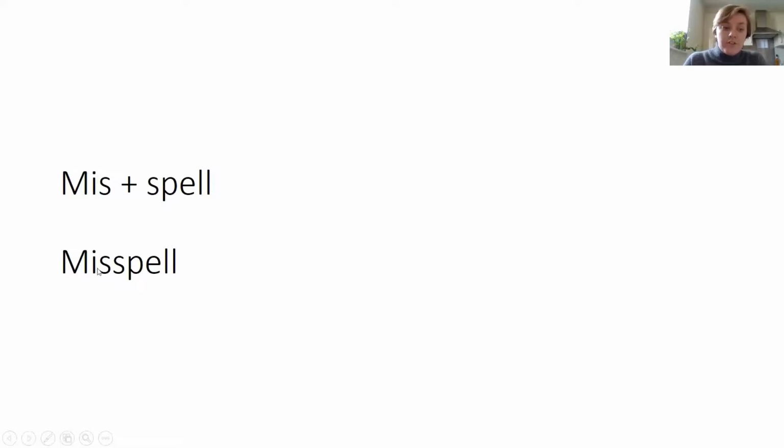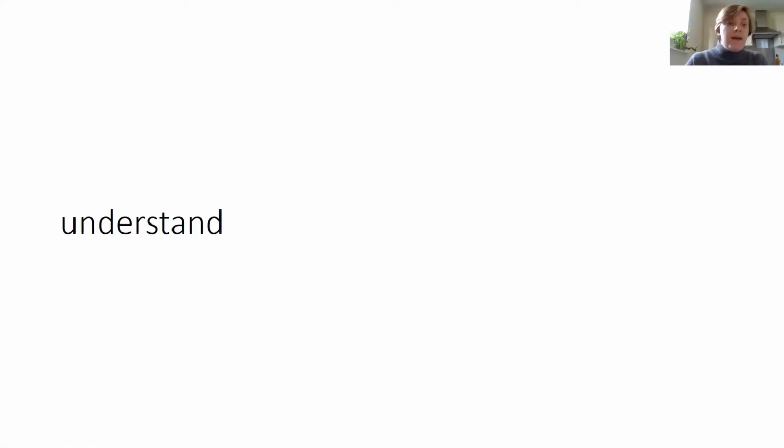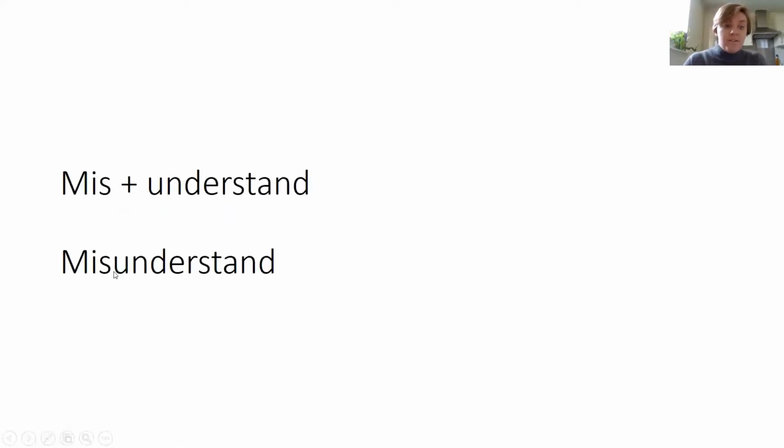Misbehave. We have spell here. Notice here we've got the double S because we're adding mis and spell together. So we've got the double S here. If you misspell something, you spell something wrong. And the last word for the mis is understand. If you understand something, you get it. And if we misunderstand something, we don't get something correctly. So you don't understand, you misunderstand.